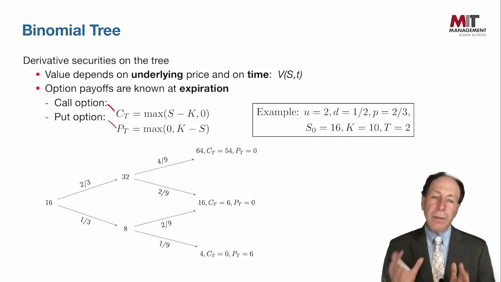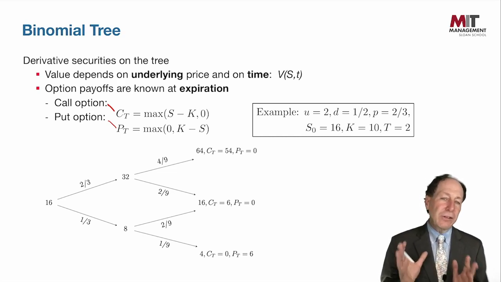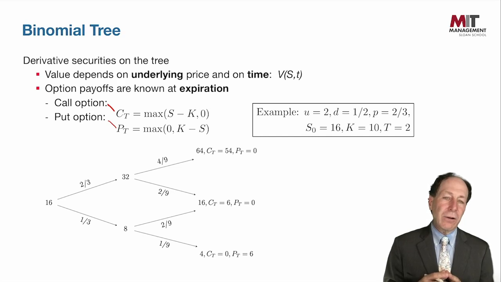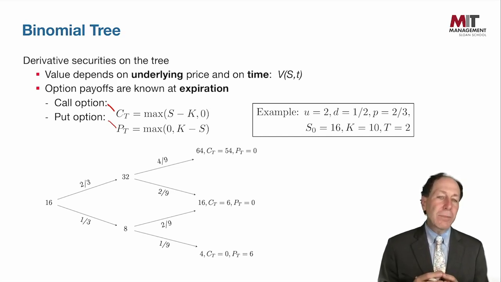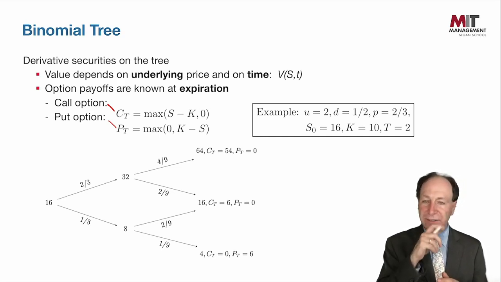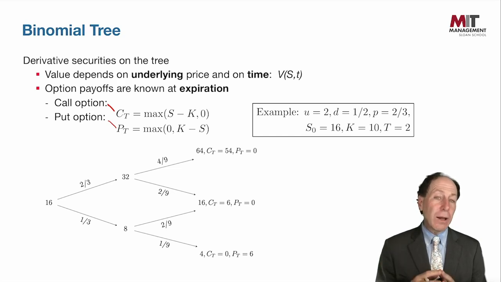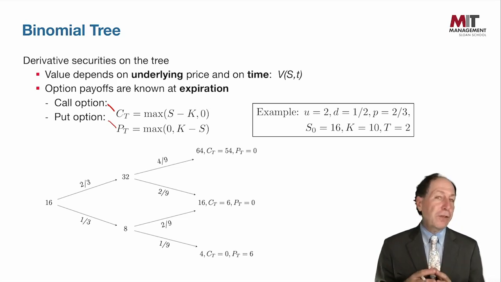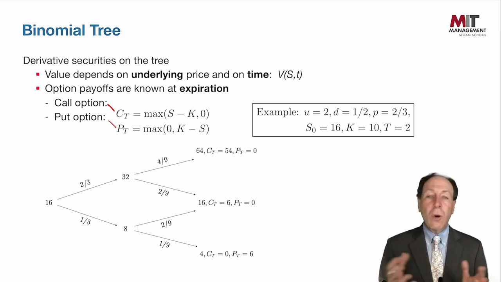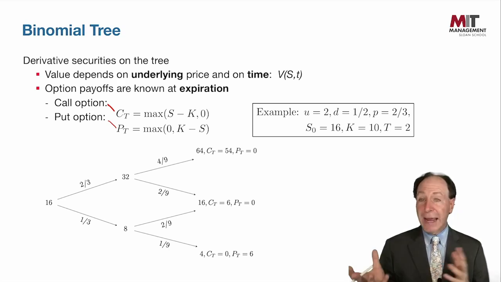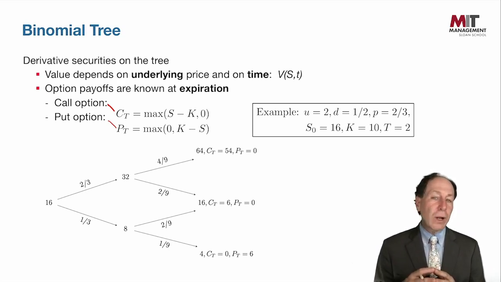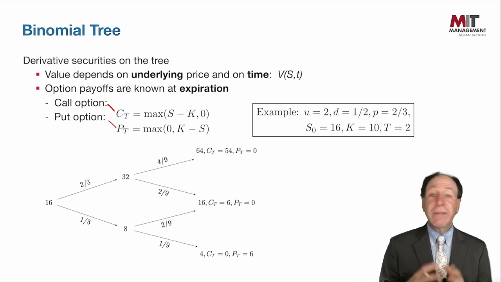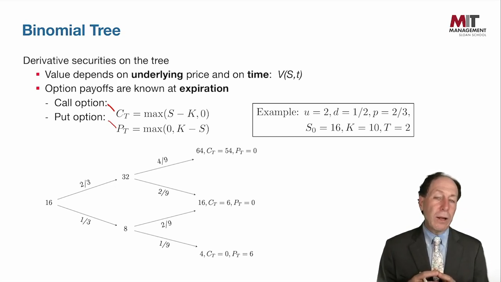So if you have an option to buy a stock at a strike price, K equals $10, and at the time when the option is about to expire, if the stock price is $64, that means you could buy it for $10, sell it for $64, and have a profit of $54. So no arbitrage tells us that if you could make that $54 by doing that transaction, then the value of the option should be $54.